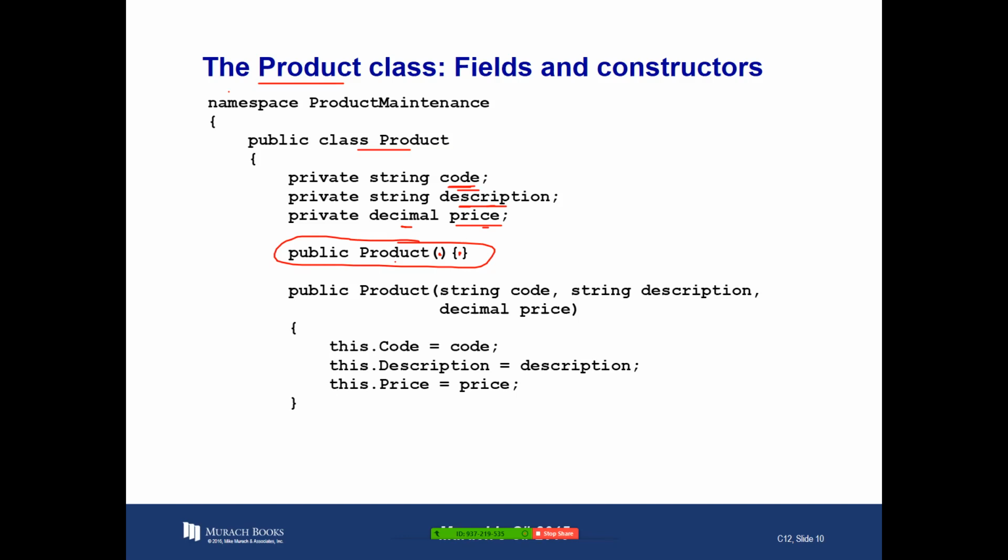Whereas this particular class has an additional constructor which looks like this, and with this constructor we can actually pass into it a code and a description and a price. And then when you create an instance of a product using this constructor, we're also able to define a product code, include a description of the product, and a price.